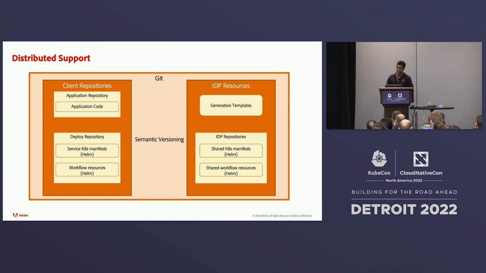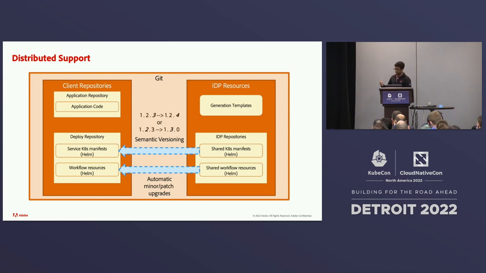So Helm supports semantic versioning, which is a system where version numbers actually convey meaning about things like backward compatibility and breaking changes. Through semantic versioning, client Helm charts are actually configured to automatically pull in minor or patch releases made on the IDP-owned repositories. Of course, minor or patch releases have to be backward compatible, which is what makes them minor or patch releases. And here are some examples of what such a release would look like.